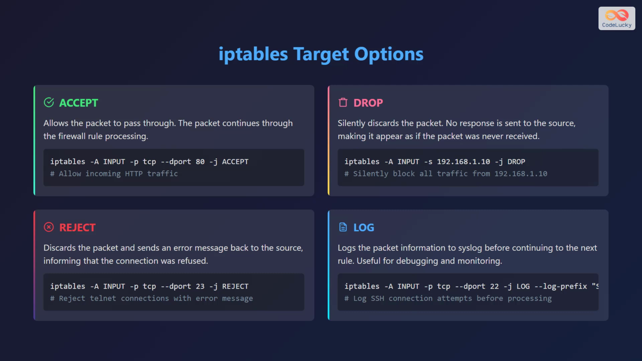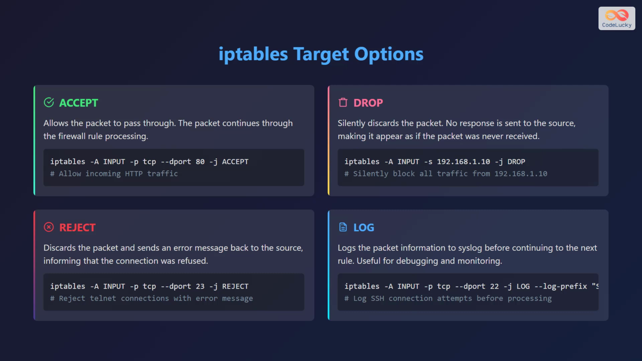REJECT discards the packet and sends an error message back to the source, informing that the connection was refused. For example, iptables -A INPUT -p tcp --dport 23 -j REJECT, which rejects telnet connections with an error message.